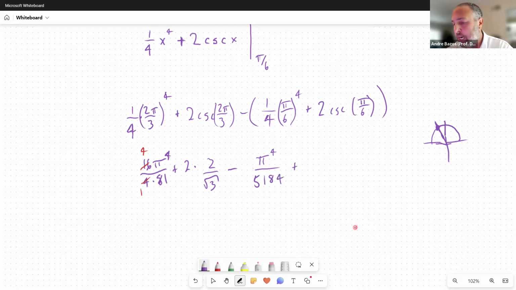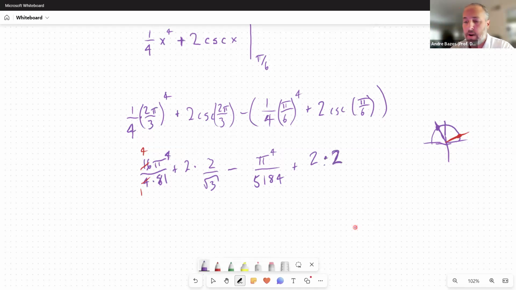Plus 2 times the cosecant of pi over 6. Where is pi over 6 on the unit circle? That's the 30-degree mark here. Again, cosecant talks about the y value at that point. The y value is the smaller number, which is 1/2. And if we flip 1/2, because cosecant is the reciprocal of it, we get 2. So this is just 2 times 2.